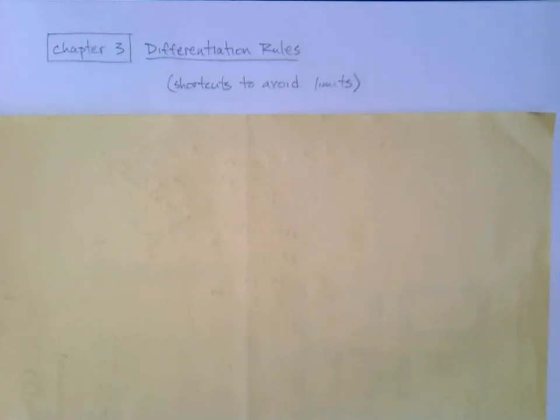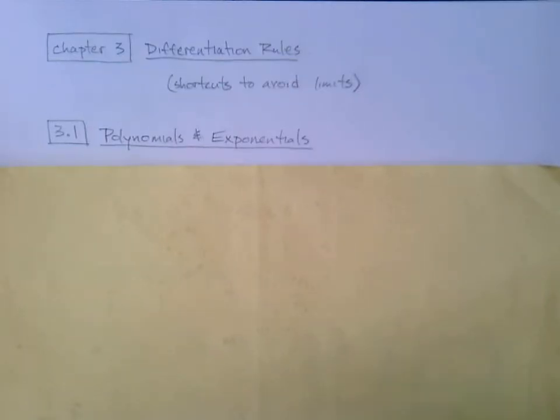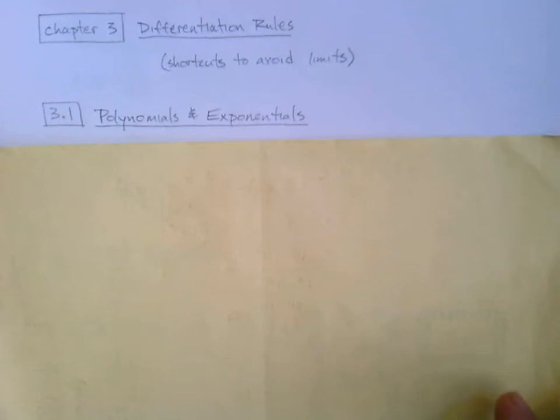Most of them are formulas. Some of them are just an understanding of how it'll play out. We'll get to all that. Shortcuts to avoid limits. We're going to begin 3.1 with the simplest types of functions, polynomials. Exponentials we're going to throw in at the very end. Most of our discussion here is about polynomials. The differentiation rule for an exponential is very quick, so we can tack that on here in 3.1.